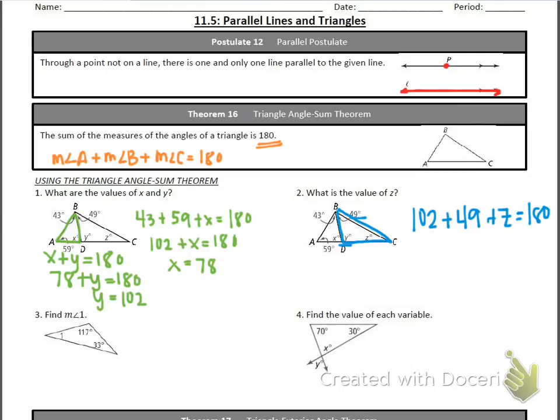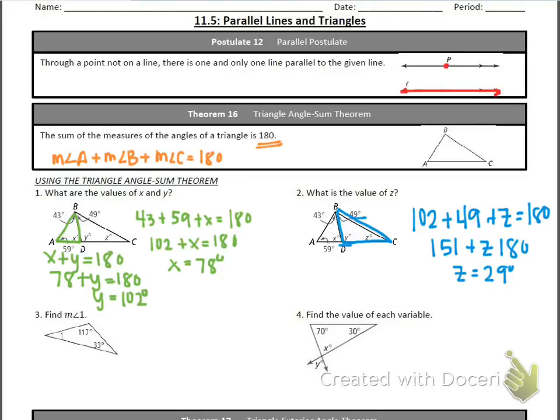Christian. So then we get 102 plus 49. What'd you get? 151. 151 plus z equals 180. And so z equals 29 degrees, right? So the other one we should have put degrees too. 78 degrees, 102 degrees. Questions, comments, or concerns? Okay, work on 3 and 4 for me, please.